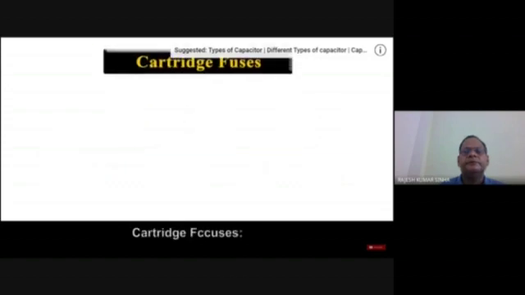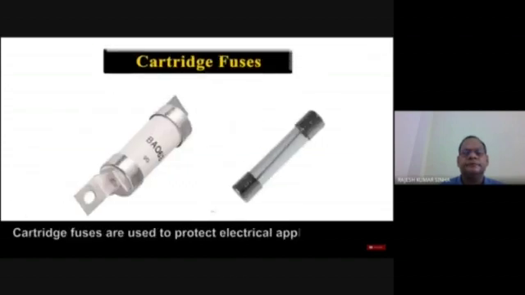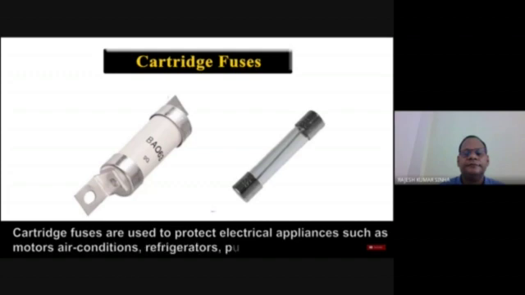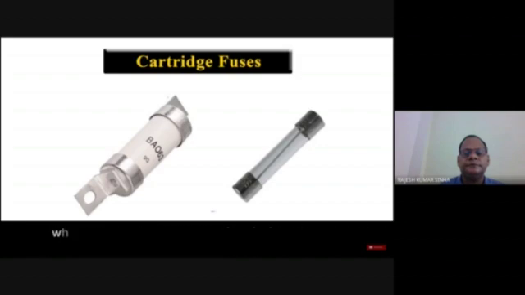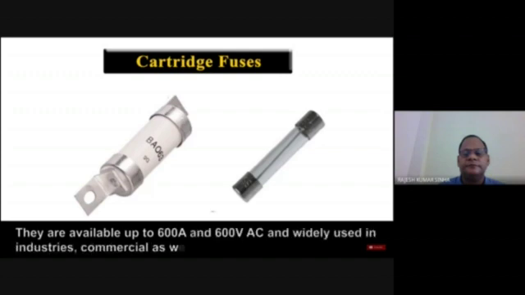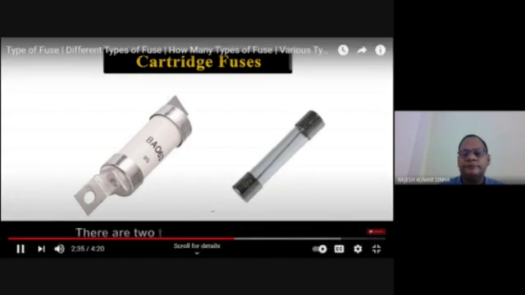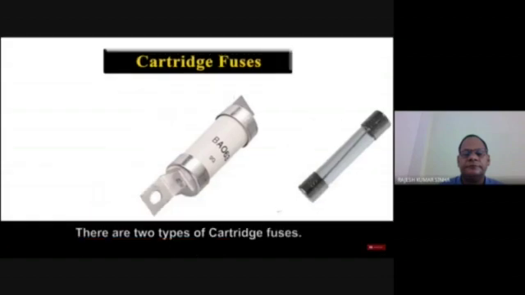Cartridge fuses. Cartridge fuses are used to protect electrical appliances such as motors, air conditioners, refrigerators, pumps, etc., where high voltage ratings and currents are required. They are available up to 600 ampere and 600 volt AC and widely used in industrial, commercial, as well as home distribution panels. There are two types of cartridge fuses.